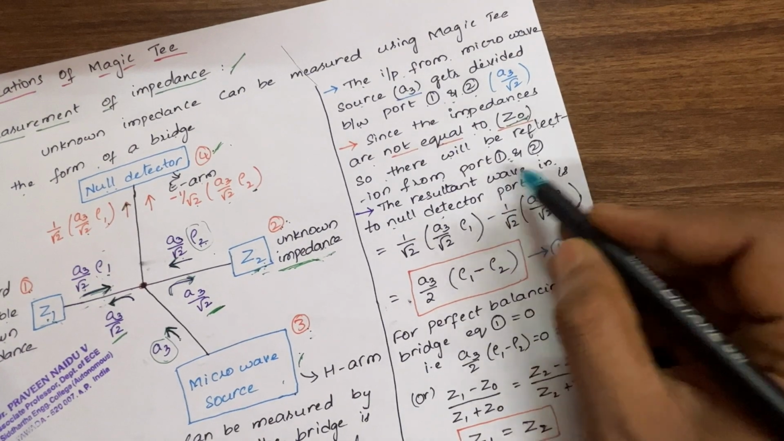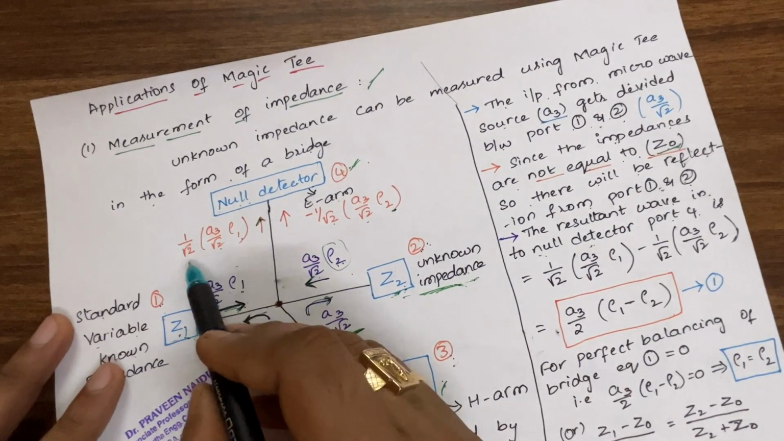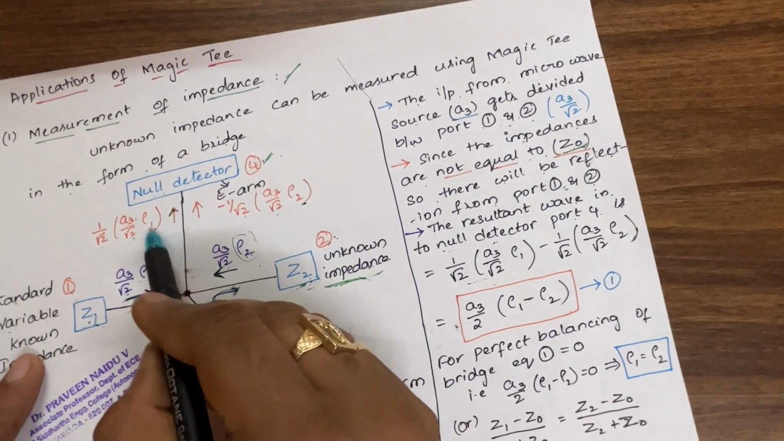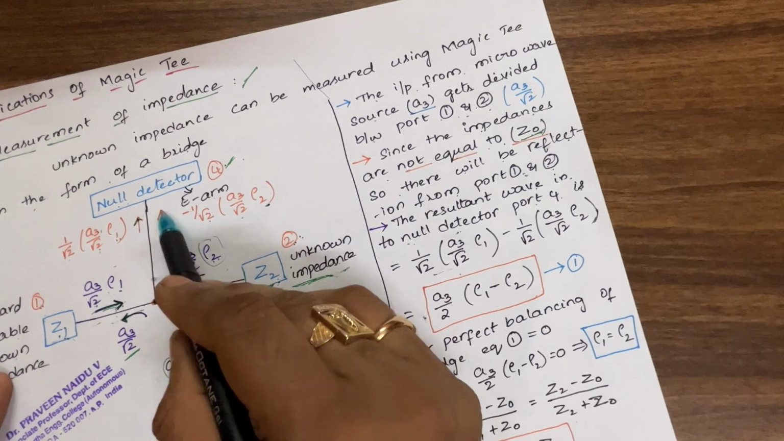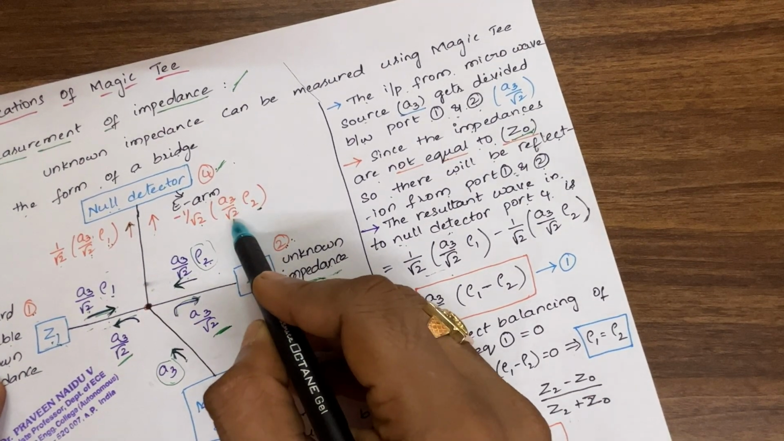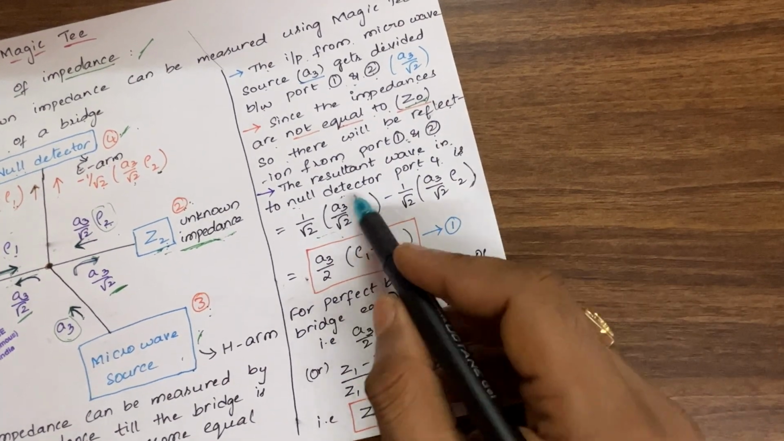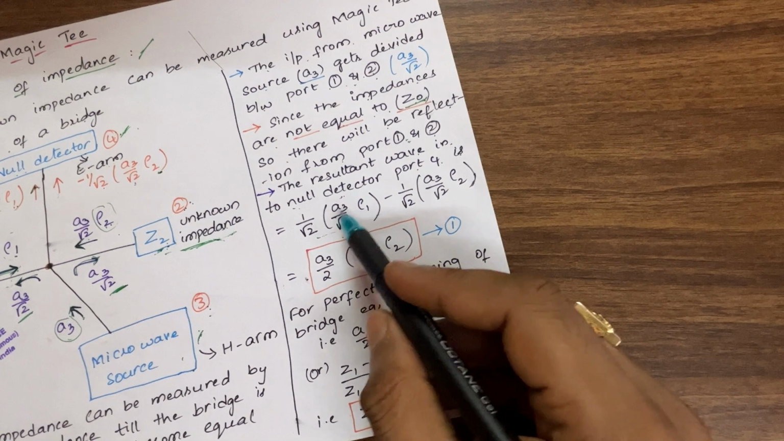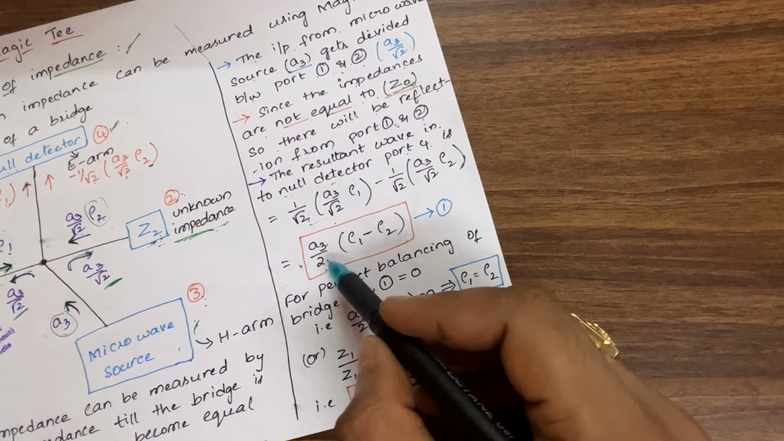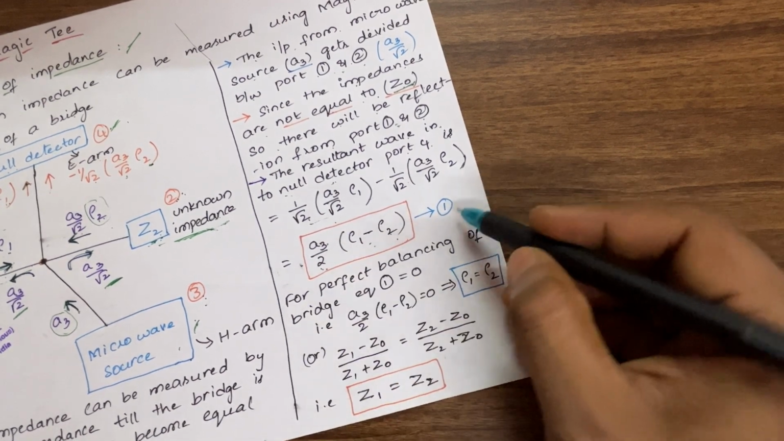So the resultant wave in the null detector at port 4, we can write as 1 by root 2 into A3 by root 2 into rho 1. And also this one is coming from port 2, right? That is minus 1 by root 2 into A3 by root 2 rho 2. So if we simplify this and take A3 common, we are going to get A3 by 2 into rho 1 minus rho 2.